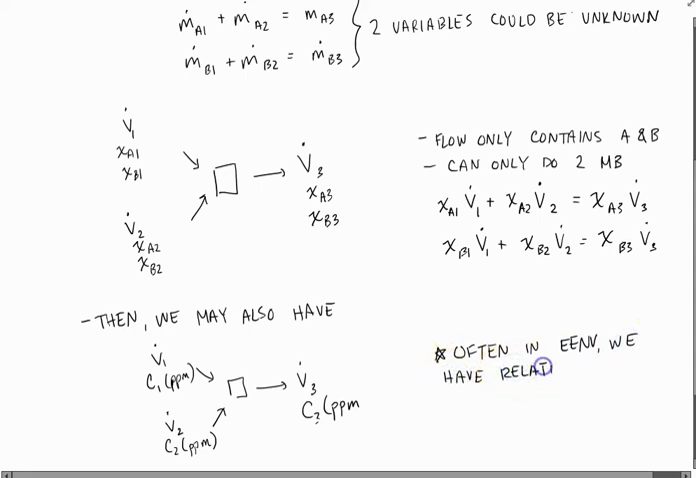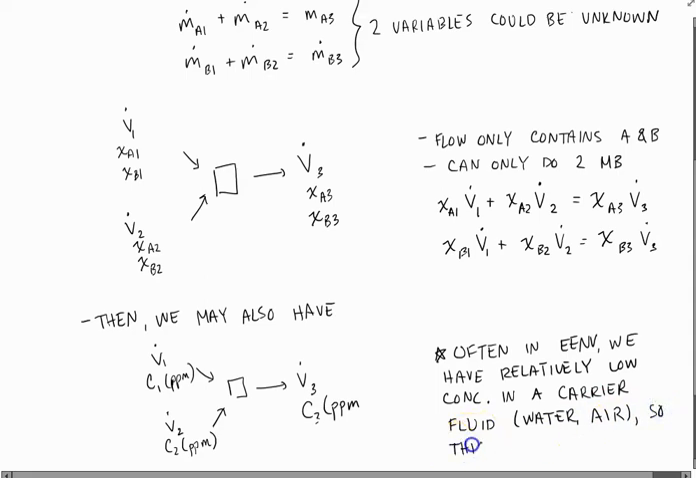And this is true for air and water. So in air, maybe you're looking at one of the criteria pollutants like particulate matter. In water, maybe you're looking at something like nitrate in a stream or in a lake.